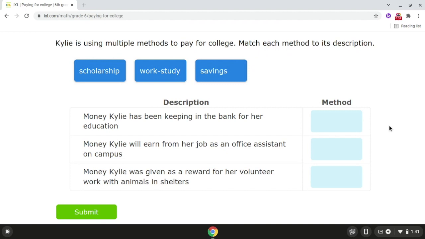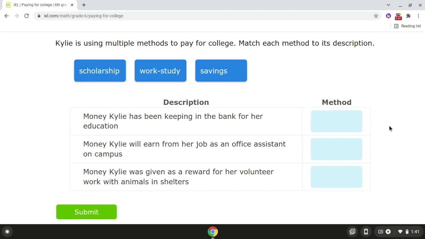Hi everyone! Today I will be showing you how to pay for college. In this video, we will learn about how to use multiple methods to pay for college and match each method to its description, calculate how much money someone will need to pay for tuition or a scholarship, and calculate how much money someone will need to borrow in student loans for a year at college.